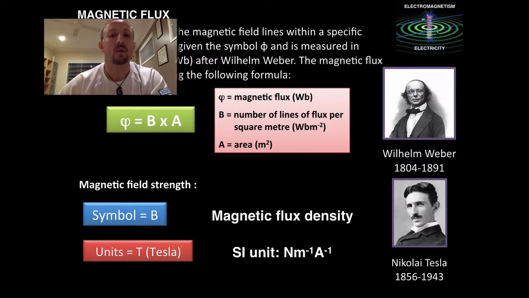So basically this was then turned into the unit Tesla, and its SI units are newtons per meter per amp. So we now basically have our magnetic field strength B, which is measured in Tesla. We also have our magnetic flux, which is basically measured in Webers.